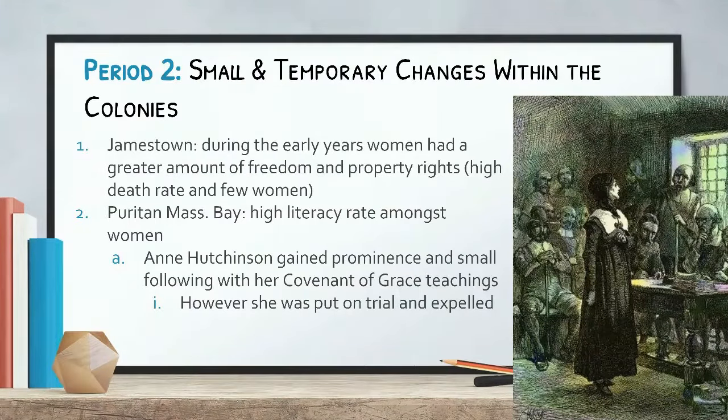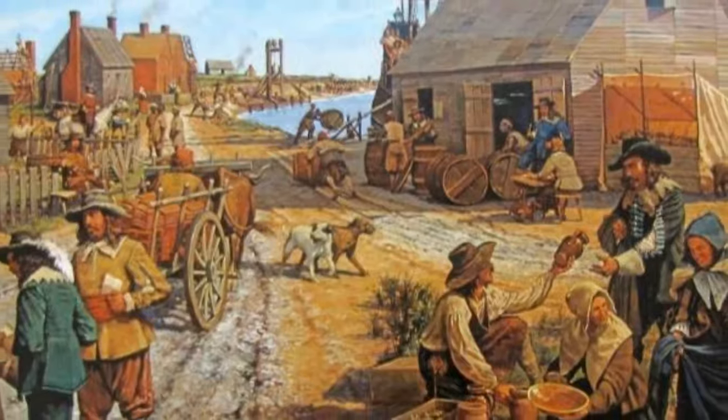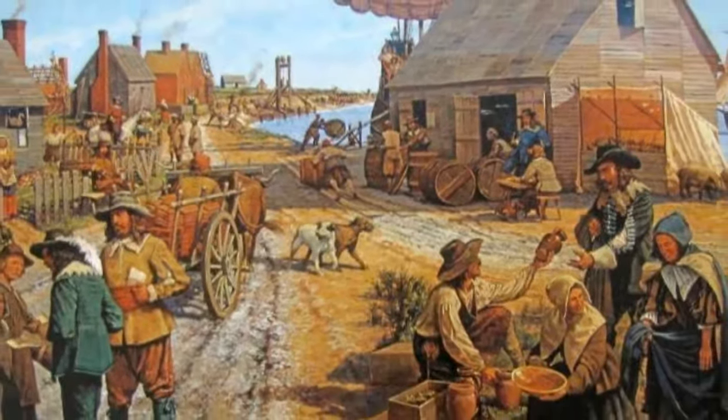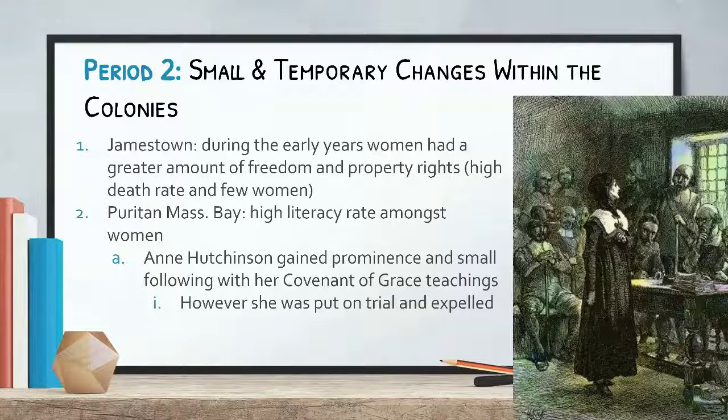In Jamestown, during the early years, women had a greater amount of freedom and property rights due to the high death rate and few women in the colony. In Puritan Massachusetts Bay, their societies were organized around the strict Puritan version of Christianity. This did mean, though, that literacy rates were high amongst women, and they participated in church activities, including Bible discussion. One particular Puritan woman is of importance for us in APUSH, Anne Hutchinson, who gained prominence and a small following with her covenant of grace teachings. However, she was put on trial for heresy and expelled.